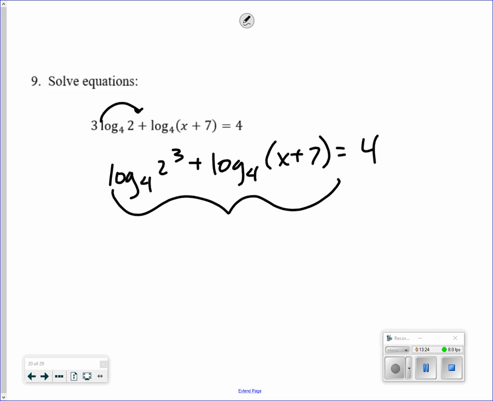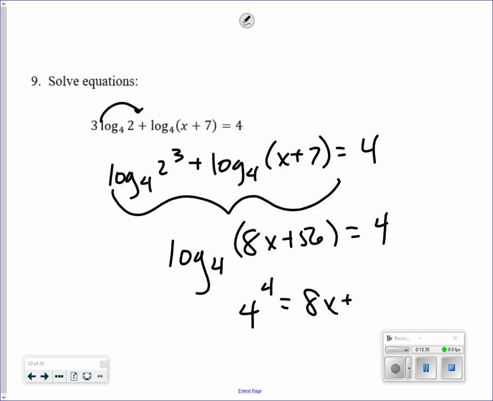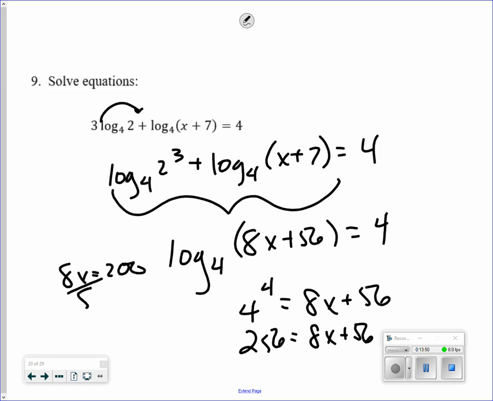Combining these two logarithms together using multiplication. So I'm going to take 8 times x plus 7. Spiral, 4 to the 4th equals 8x plus 56. 256 equals 8x plus 56. 8x equals 200. Divide by 8, x would equal 25.